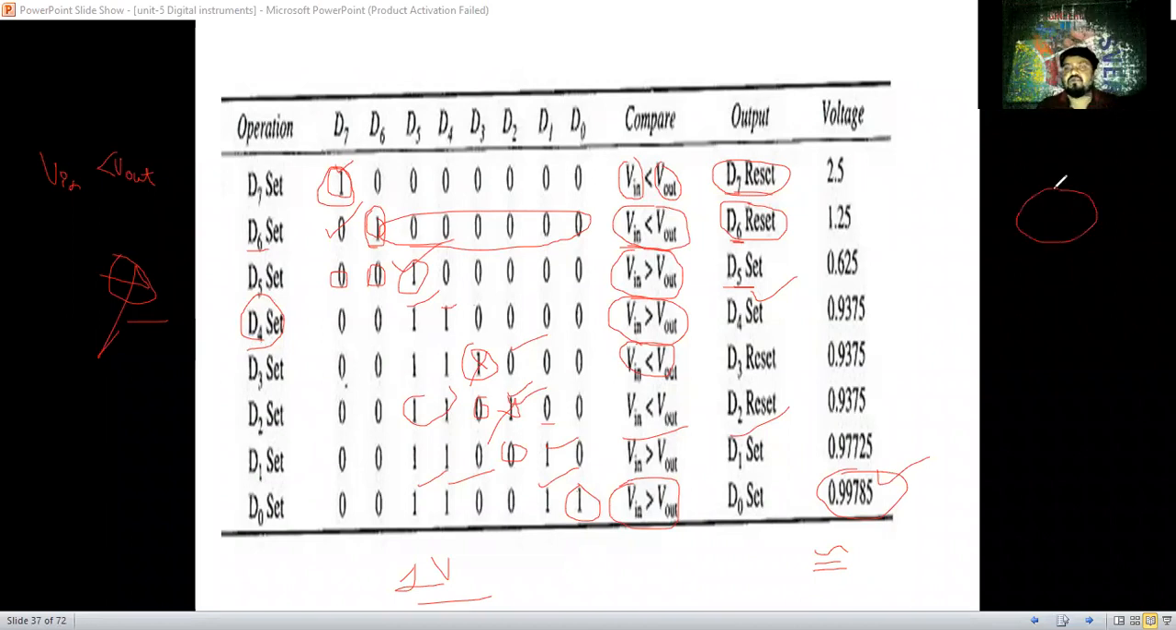How much do we have here? First we added 2.5 volts, after that 1.5, added 1.25, added 0.625. Like that we are going to do the approximation method and measure the value here. So this is the simple concept and how the successive approximation register is going to operate here. Now it is going to operate for 8 bits.